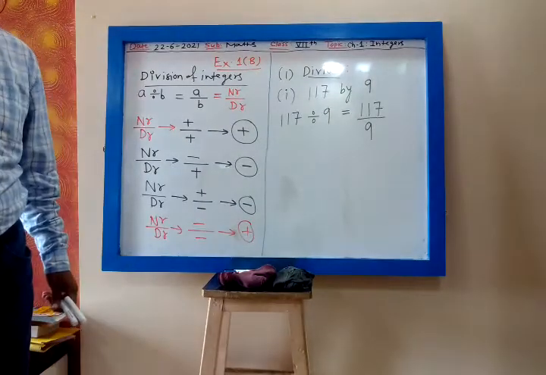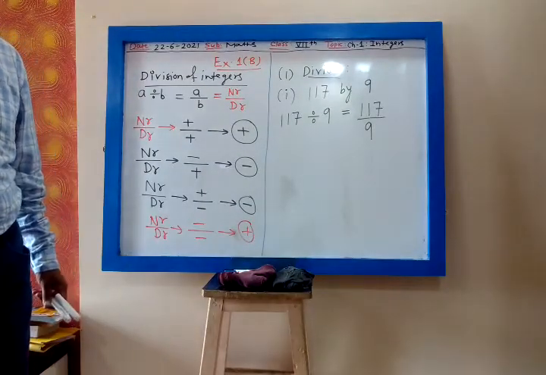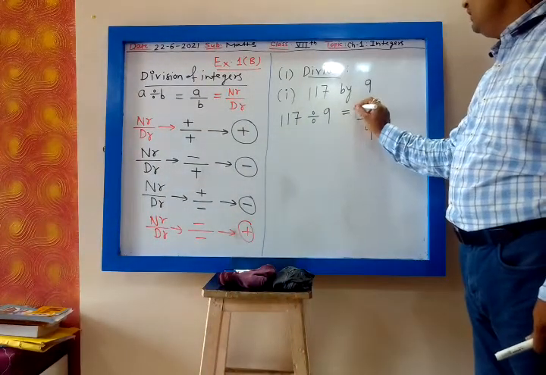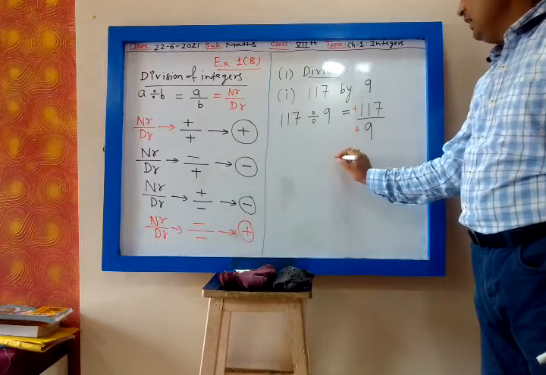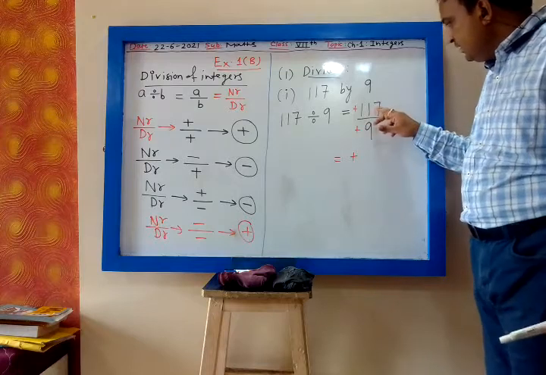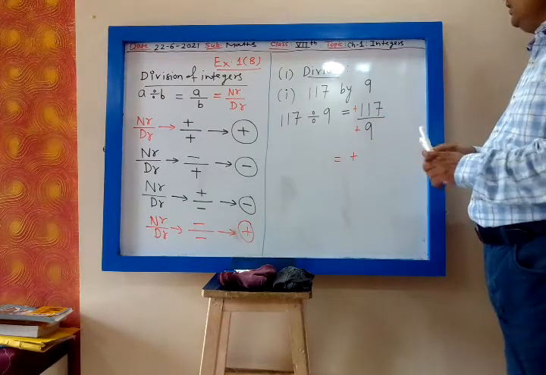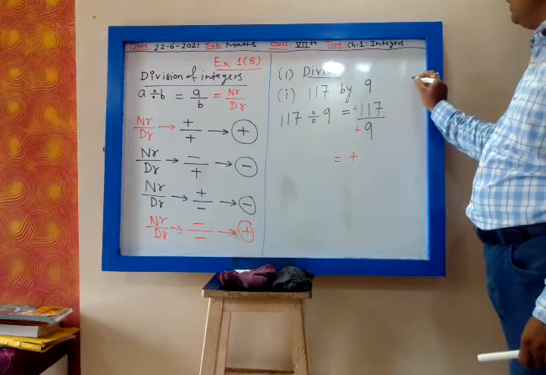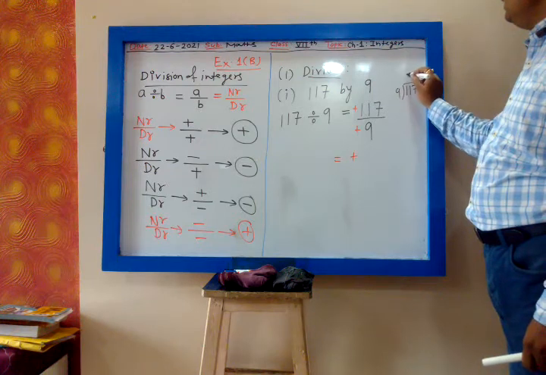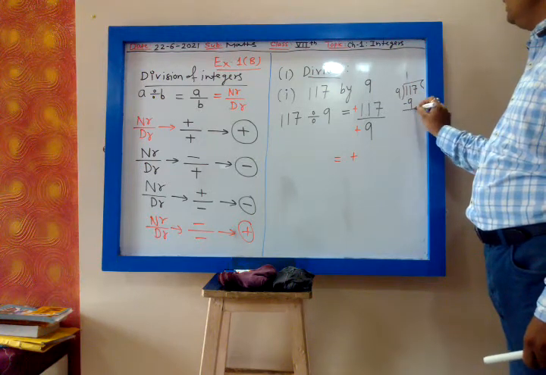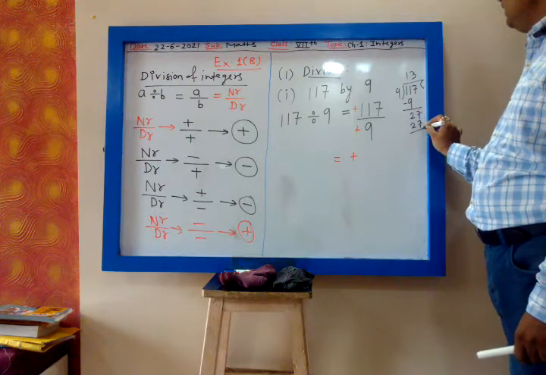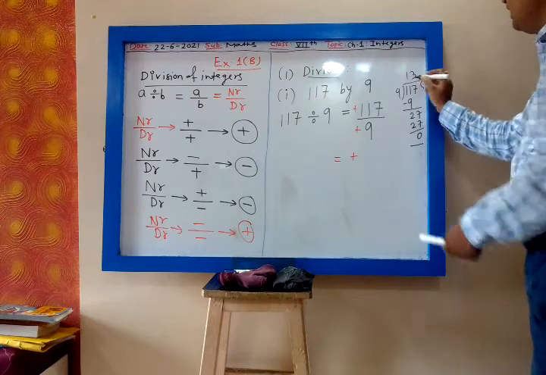Now what is the sign of 117? Plus sign. What is the sign of 9? Plus sign. So finally it will be plus. Then this is 117, this is 9. You can divide 117 by 9 easily. 9 table: 9 ones are 9, 9 threes are 27. So this 117 I can write as 13 into 9.